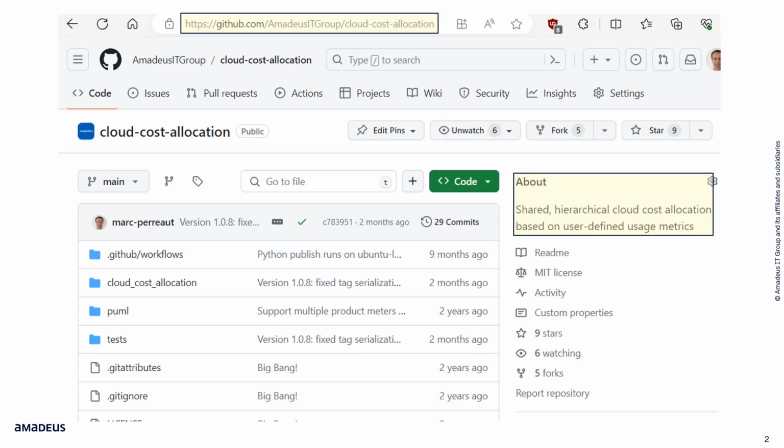accountabilities. The Cloud Cost Allocation Python package, which is available as open source in GitHub, performs a shared hierarchical cloud cost allocation based on user-defined usage metrics. This video explains the concept behind this open source code. It also shows an illustrative example and sample Power BI reports.